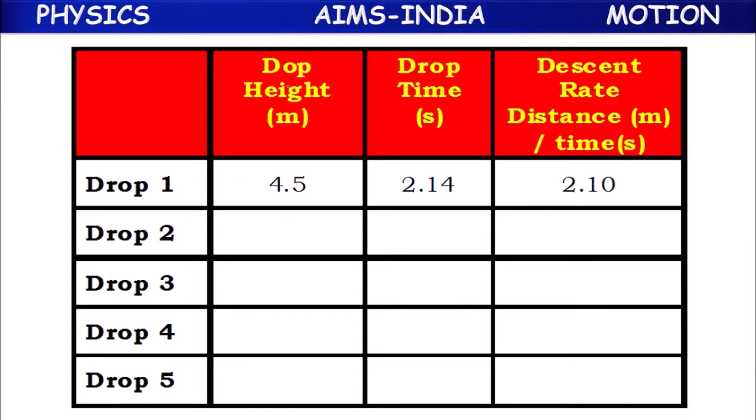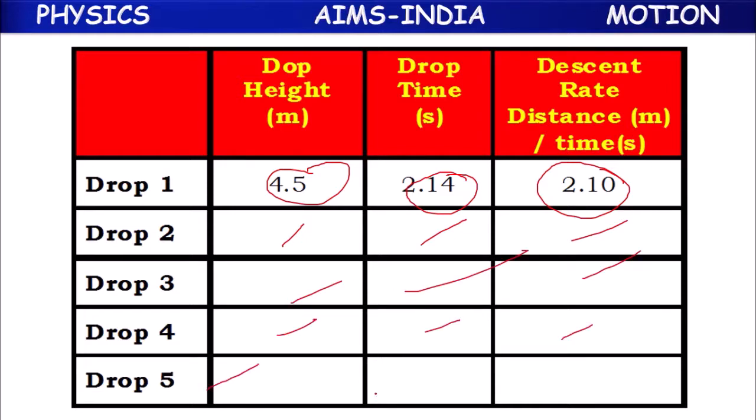So we can record, from 4.5 meter height, drop time 2.14 seconds. So this distance by time ratio, like that we can record, children. Some more height, what is the drop time? What is the ratio? Like that you can record your observations, children.